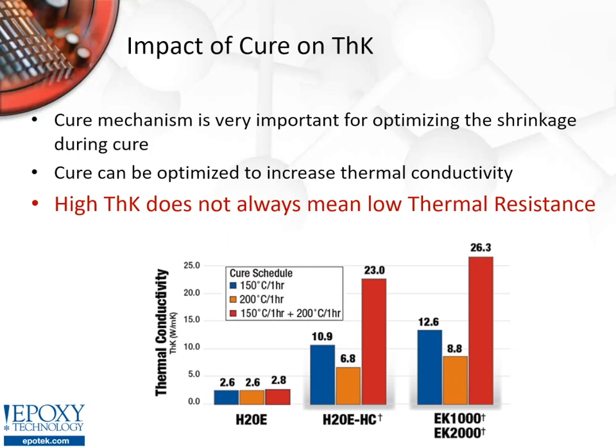With a higher temperature cure, you actually negatively influenced that thermal conductivity, resulting in about an 8.8 watts per meter K thermal conductivity. And finally, with a stepped cure of 150 Celsius for 1 hour plus 200 Celsius for 1 hour, we were able to boost our thermal conductivity to 26.3 watts per meter Kelvin.